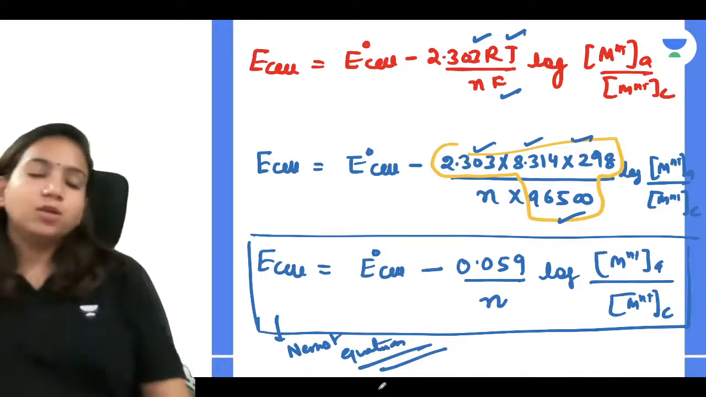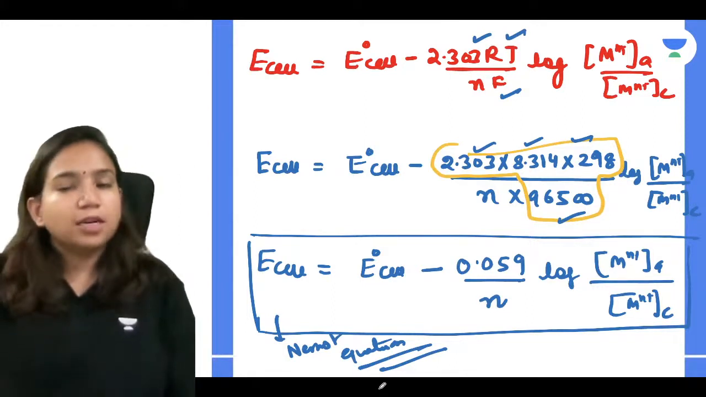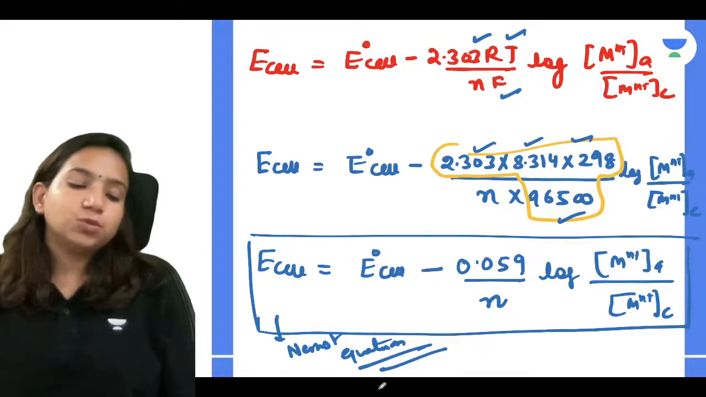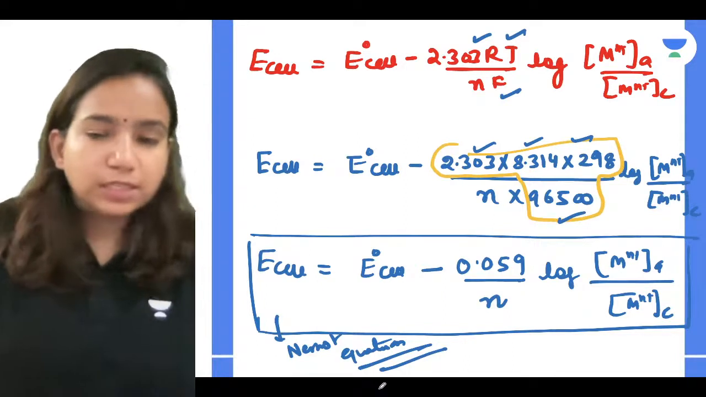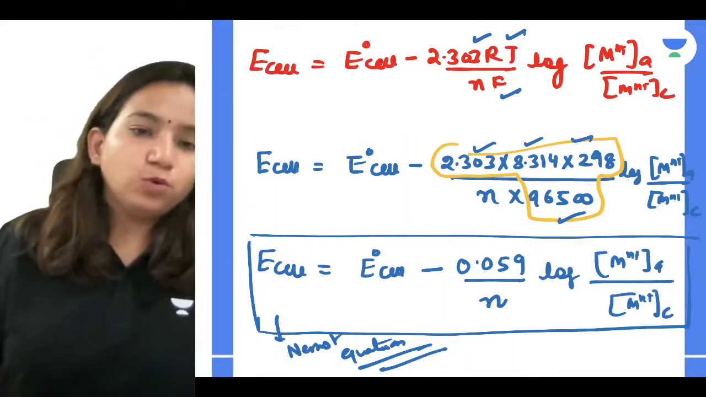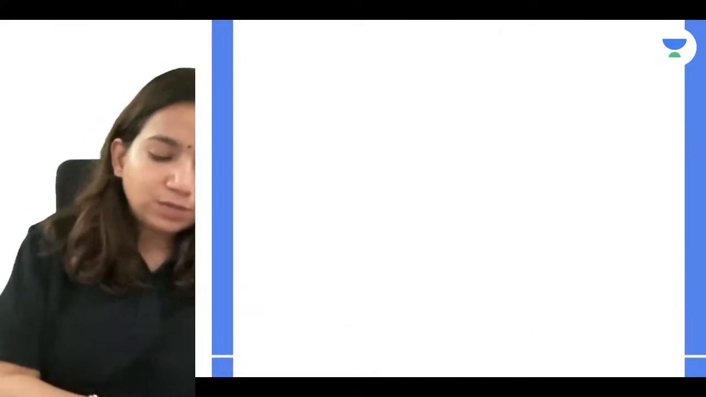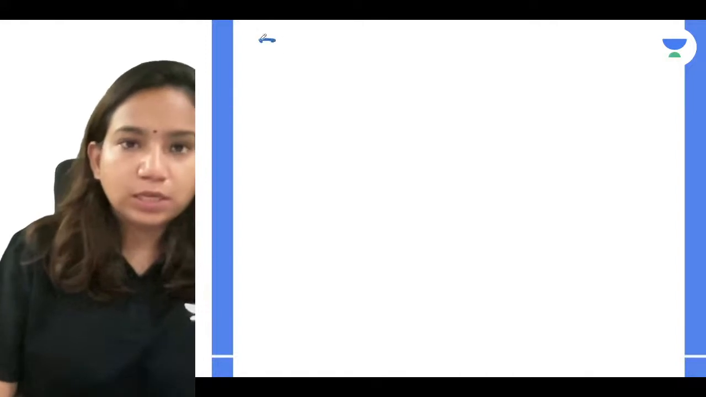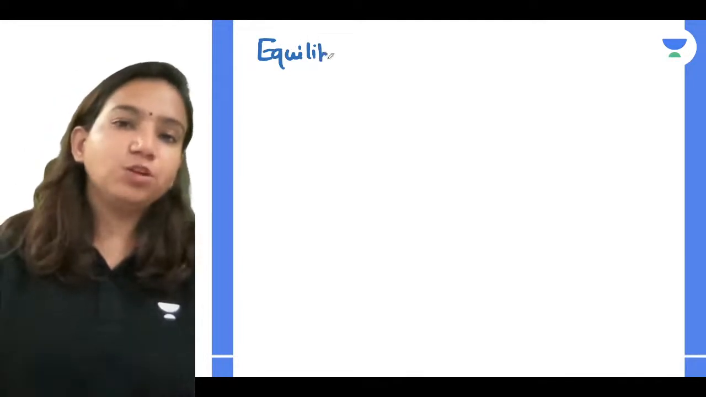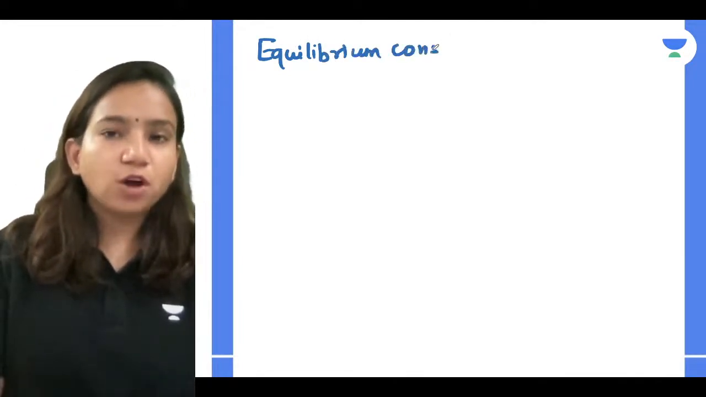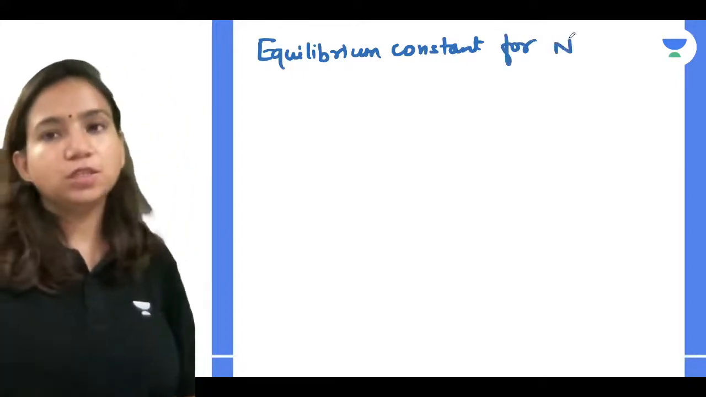Clear with it, everyone? Now this is a simplified equation. Whenever you have to do the numericals, you can utilize it, and you will be able to get the answer if you put all the terms correctly. Now let's discuss one more relationship, and then we'll discuss the numericals related to both of them together. So one more relationship that we have to know is the equilibrium constant for the Nernst equation. How we can relate the equilibrium constant to the Nernst equation.